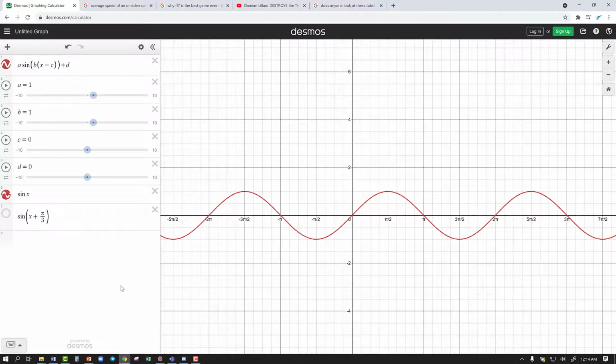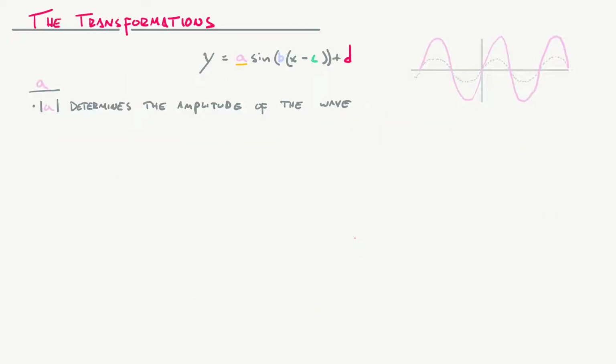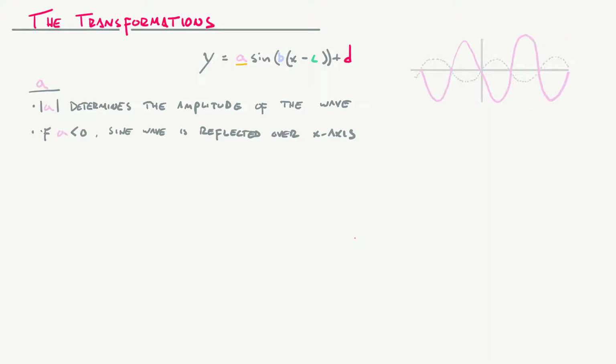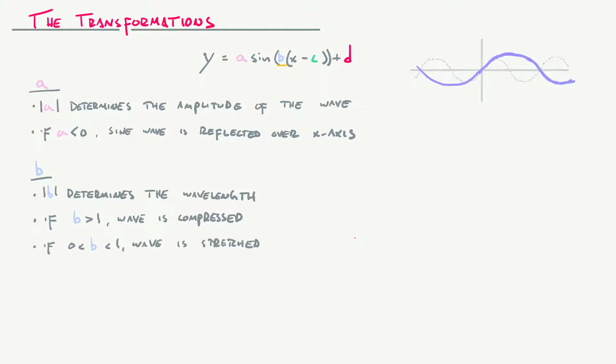All right, so let's get back to the main presentation here and consolidate all this information in one place. Okay, so let's write down some of the things that we discovered. First, the absolute value of a determines the amplitude of the wave. If a is less than 0, then the sine wave or the cosine wave gets reflected over the x-axis. B determines the wavelength, specifically the absolute value of B. If B is greater than 1, the wave is compressed, whereas if it's between 0 and 1, then the wave gets stretched out.